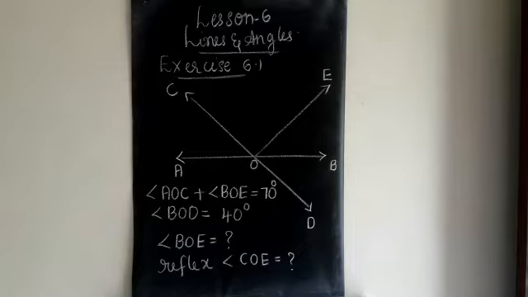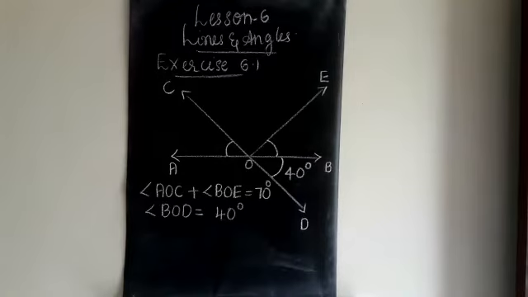And it is given that angle AOC plus BOE is equal to 70 degrees. So what is the first step? First you find out where angle AOC and BOE are. Mark the given angle. And one more angle is given, angle BOD, which is also equal to 40 degrees. That is the first step. Mark the given angles in your figure.